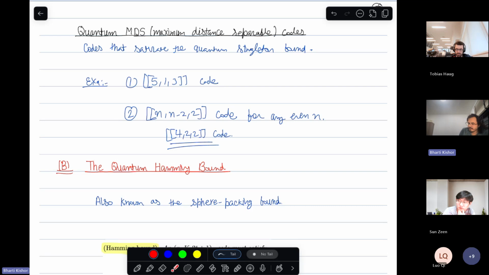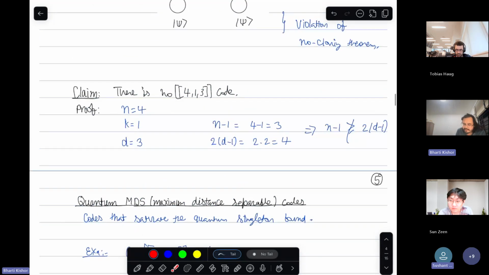Okay, so we studied the quantum singleton bound. Okay, there is some question. Somebody has raised their hand. Maybe unmute and ask. Yeah, so for the second one, that is for any even n, what's the reason why n is supposed to be even? I mean, you can try it for odd n, and it won't be saturated. Oh, okay, but it can be a valid code. Yeah, I mean, maybe, you have to try it. I have not tried it myself.